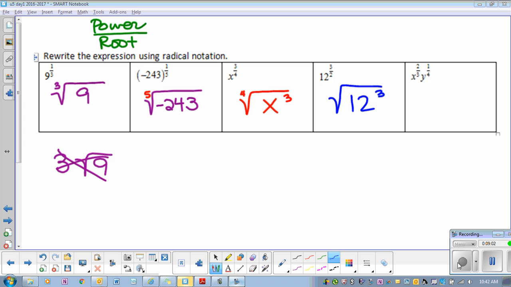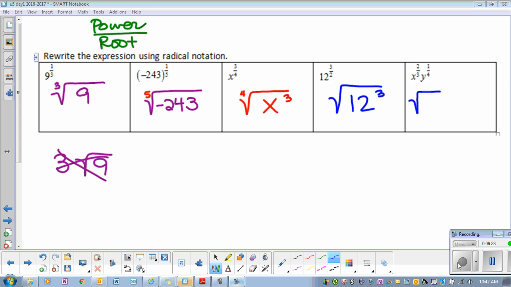So we have x's, we have one x and we have a y. I was gonna say x's and y's, but it's just one, right? One x, one y. Do they have the same root, guys? No. The x has a root of 3. The y has a root of 4. So, I'm just going to draw 2 different radicals and then they just multiply.